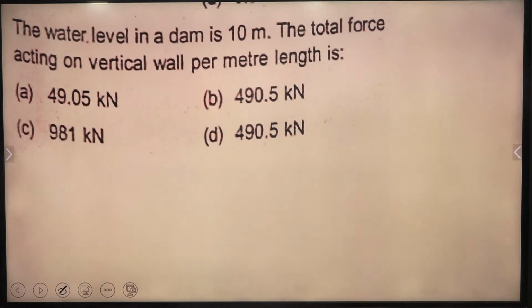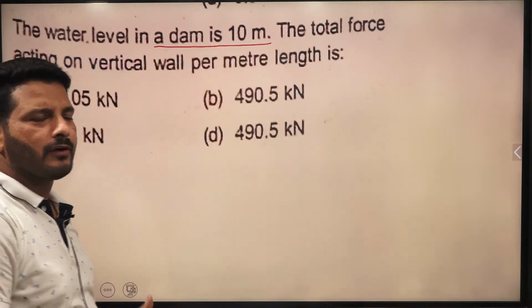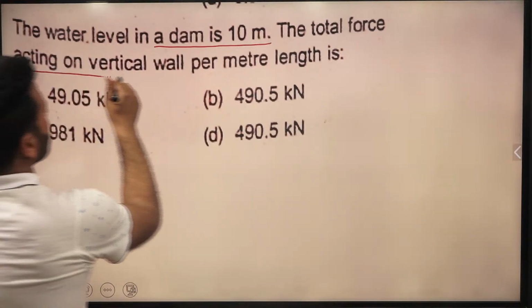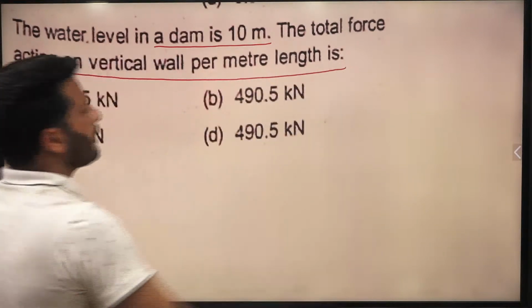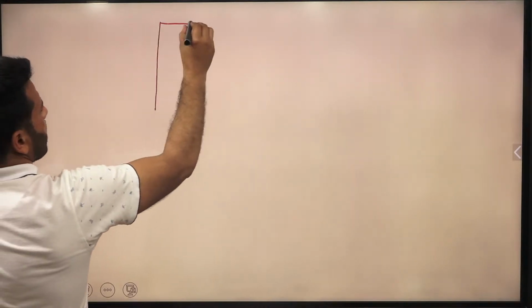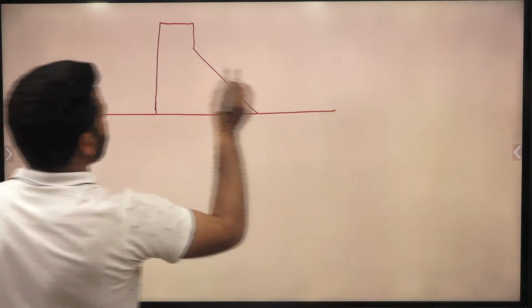So here's the next question. In this question, the water level in a dam is 10 meter. So this is the height of water at the upstream side of the dam. The total force acting on the vertical wall per meter length is the total force. Okay, we have space here, so let me draw. Suppose here we have a dam like this one. I am just drawing a gravity type dam, a concrete dam.